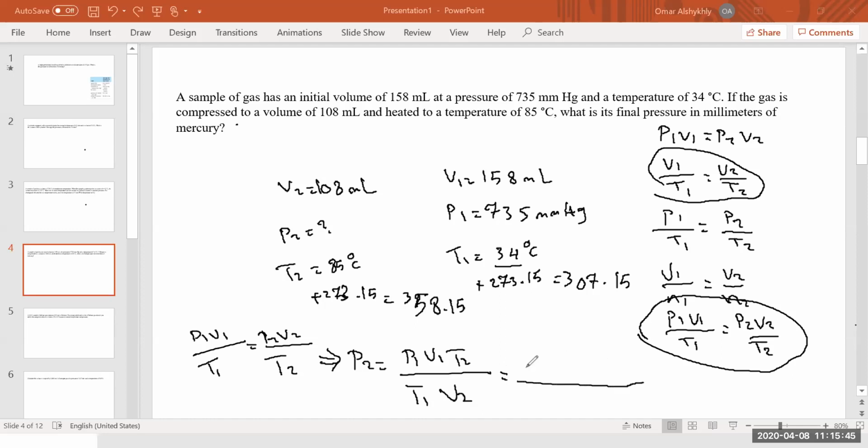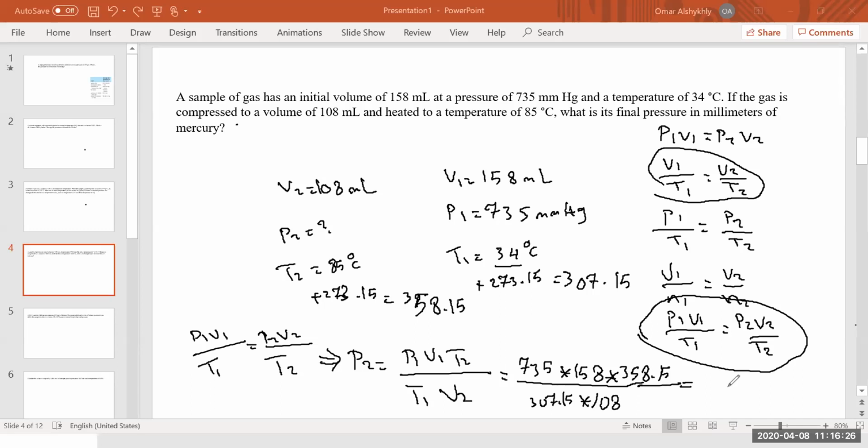That will give us P1, which is 735, times V1, 150, times T2, which is 358.15, divided by T1, which is 307.15, times V2, which is 108. Be careful, guys, also with the unit. They cancel and we end up with millimeter mercury for the pressure. So here let's do the math.